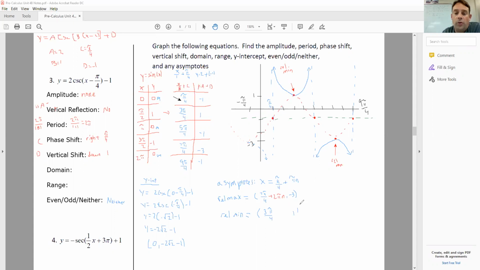Relative max is when my graph goes from increasing to decreasing, or the top of a hill. My relative min is when my graph goes from decreasing to increasing, or the bottom of a valley. So that's plus 2 pi n.